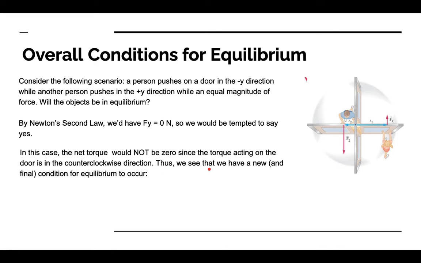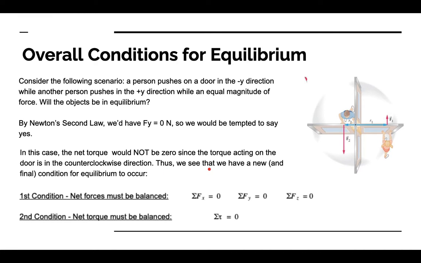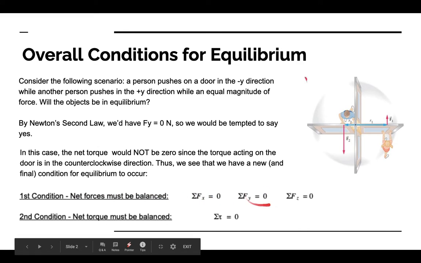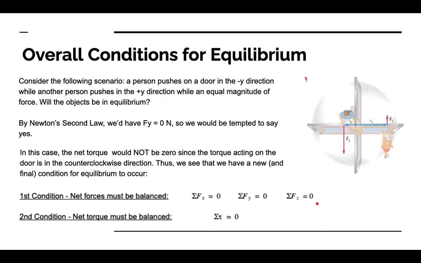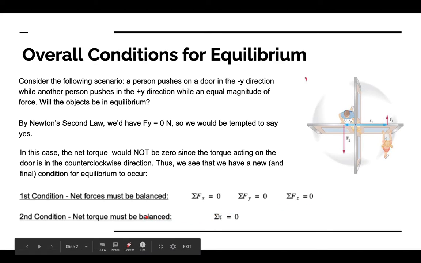Thus we see that we have a new and final condition for equilibrium to occur. The first condition is that the net forces must be balanced in all directions. Net force in the x direction, net force in the y direction, net force in the z direction must all equal 0. The z direction we don't have to worry about in this class, but we can consider a z direction if we wanted to. And then the second condition is that the net torque on the system must be balanced.